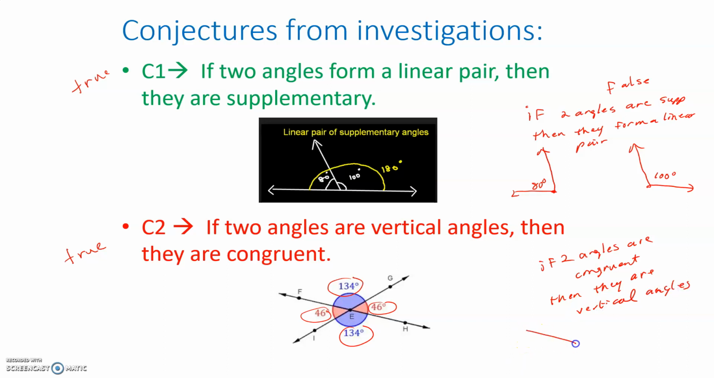Okay, here are 2 angles that are congruent. This one and this one. They are not vertical angles because there are no 2 lines that are intersecting to form them. They are just formed separately. So again, the converse of this true statement is false.